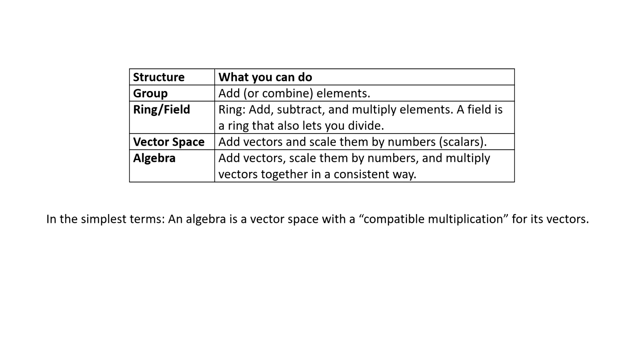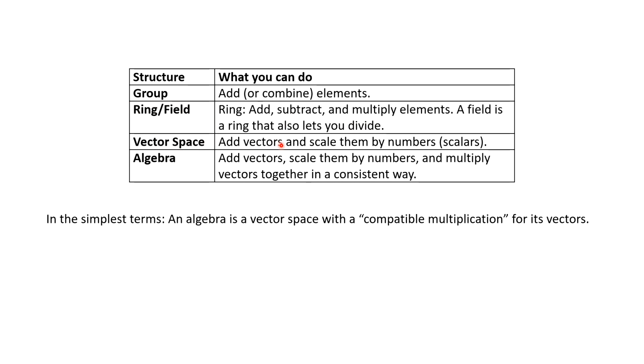And just the summary here, the different structures and what you can do. I have in a table. Groups, you can add or combine elements. And a ring or a field, you can add, subtract. This is the additive part here, where you're just adding inverses, which is subtraction, and multiply elements. A field is a ring that also lets you divide. That's because you have multiplicative inverses in a field, and you don't necessarily have them in a ring.